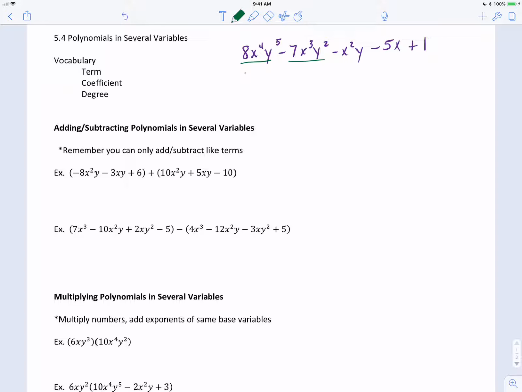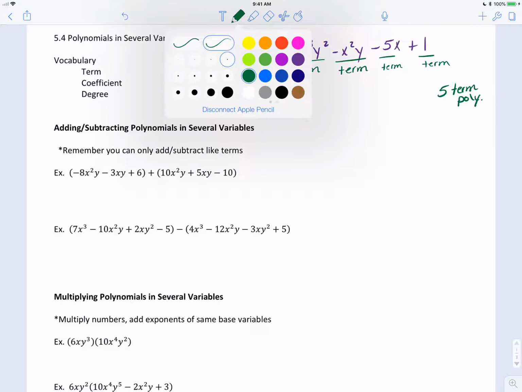So each one of these is a term. So this is a term, here's a term, this is a term. Each one of these are all terms. And as we learned about our polynomials, then this would be a 1, 2, 3, 4, 5 term polynomial. And so the coefficients. So remember, the coefficients are the actual numbers that are in front.